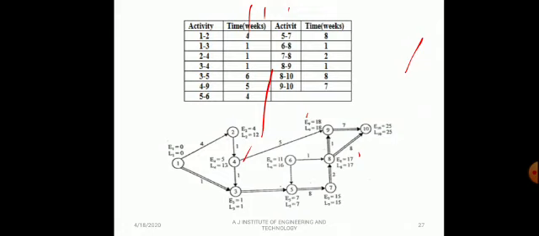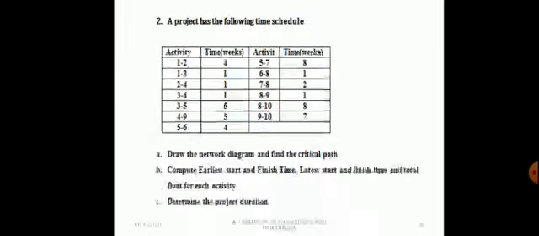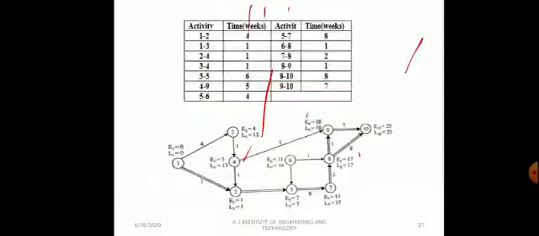0 plus 4 is equal to 4. 4 plus 1 is equal to 5. Here 1 plus 1 is equal to 2. 1 plus 1 is equal to 2. But here 4 plus 1 is equal to 5. Then 5 will be considered, not 1 plus 1, 2 will not be considered.